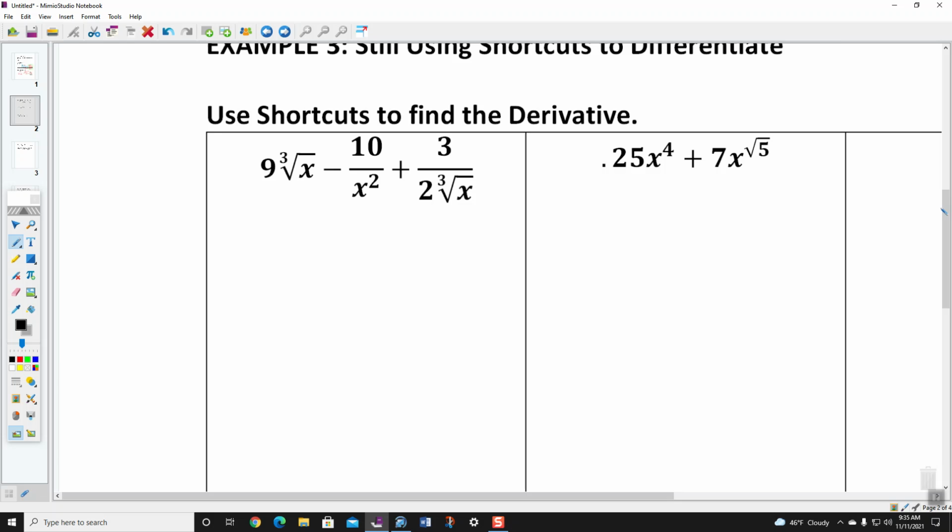All right, guys. How could I write this cube root of x right here? Carson, that's not the top of the page. Yeah. Oh, thank you.